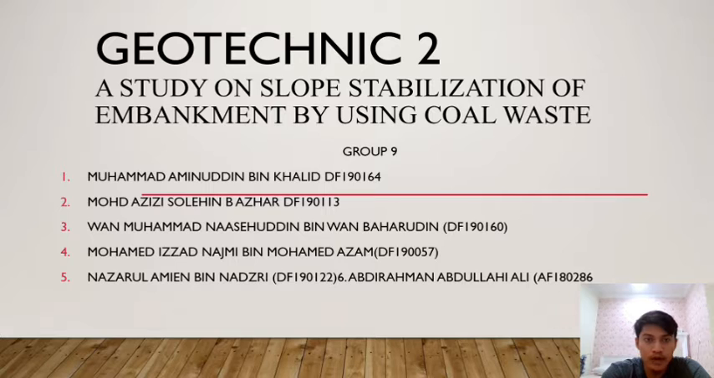We want to do a video presentation for the subject Geotechnic 2, with the title A Study on Slope Stabilization of Embankment by Using Coal Waste. The members of group 9 are, firstly, Muhammad Aminuddin bin Khalid. Second, Muhammad Azizi Solih bin Azhar. Third, Muhammad Nasiruddin bin Baharudin. Fourth, Muhammad Izzat Najmi bin Muhammad Azam. Fifth, Nazarul Amin bin Nazri. And sixth, Abdul Rahman Abdullahi Ali.